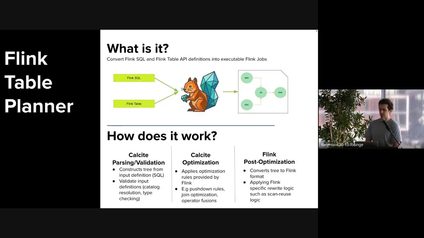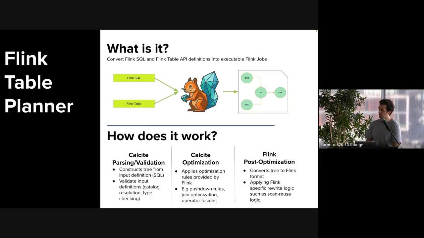The next step after that is Calcite will actually run optimizations. The Flink table planner will provide optimization rules to Calcite, which will then optimize the tree following these rules. There's a ton of rules, and it can get very detailed about the different optimizations that get applied. But some examples of ones that do happen are things like pushdowns, join optimizations, and operator fusions. So the output of that is now your optimized Calcite tree, and then it hands it back to the Flink table planner to do a post-optimization step.